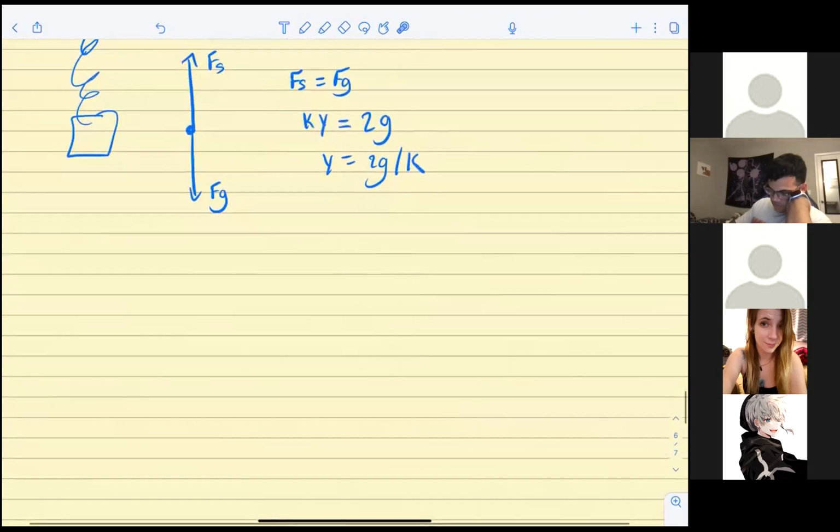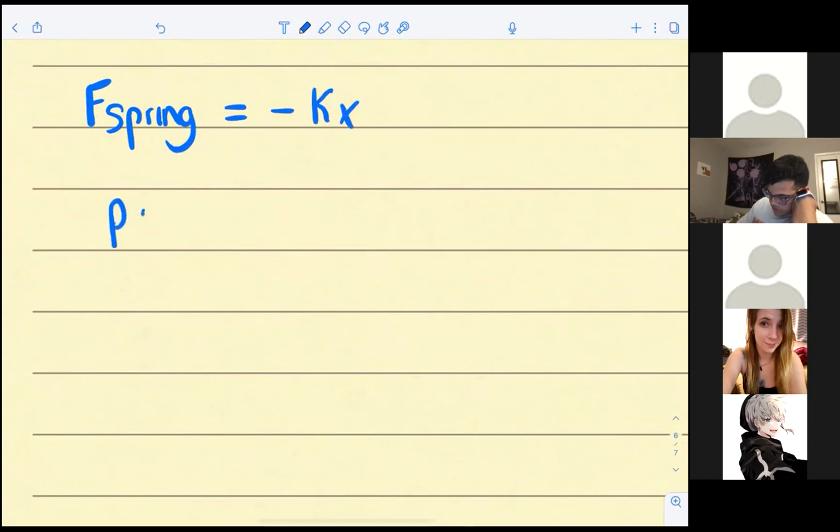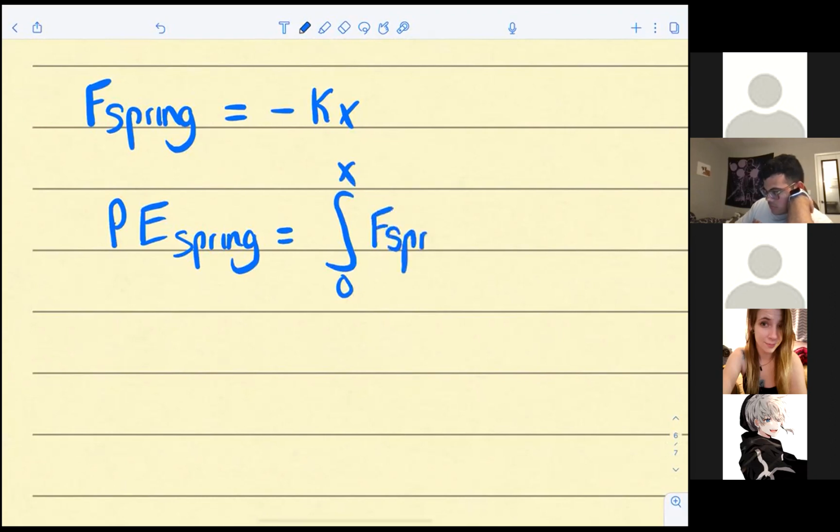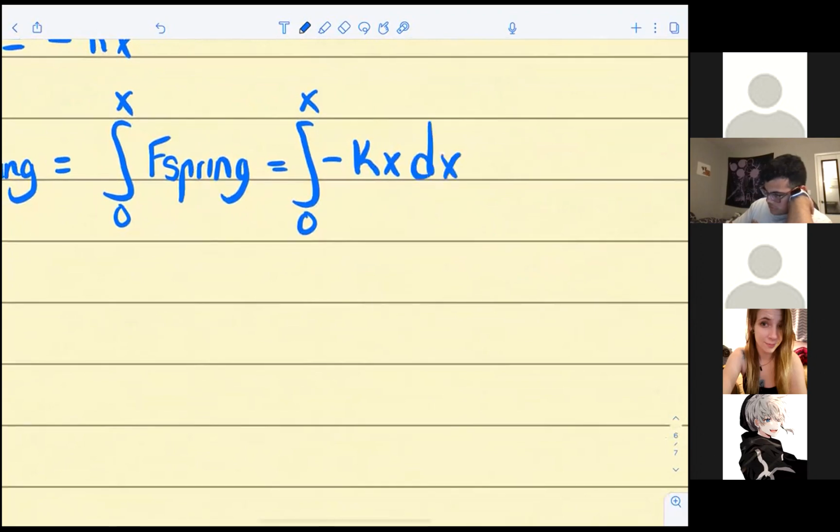Yeah, so the force of a spring is minus kx. The potential energy of a spring is actually the integral of the force, which is the integral from 0 to x of minus kx dx. This is minus kx squared over 2, evaluated at x and at 0.